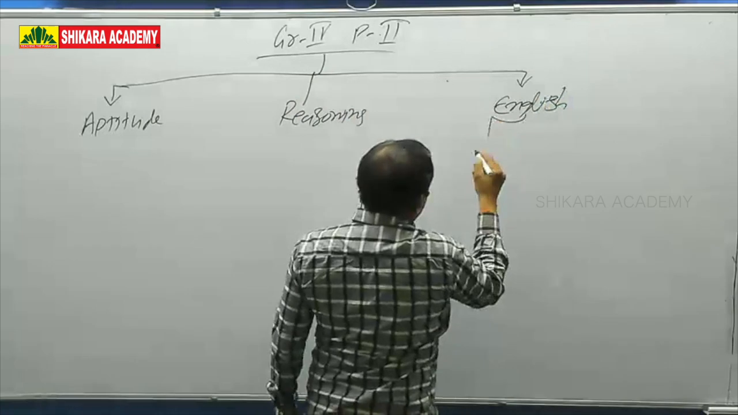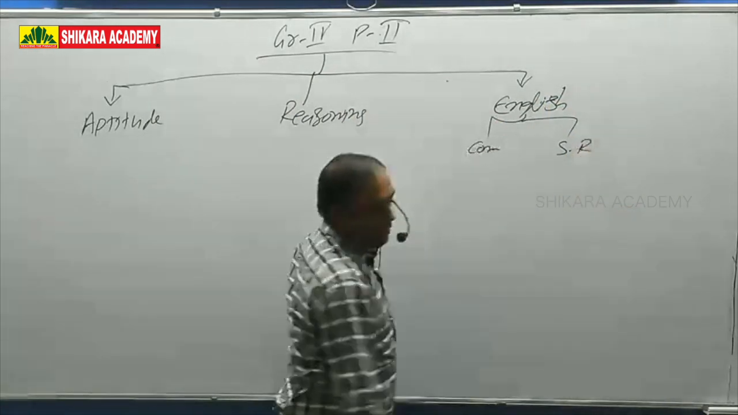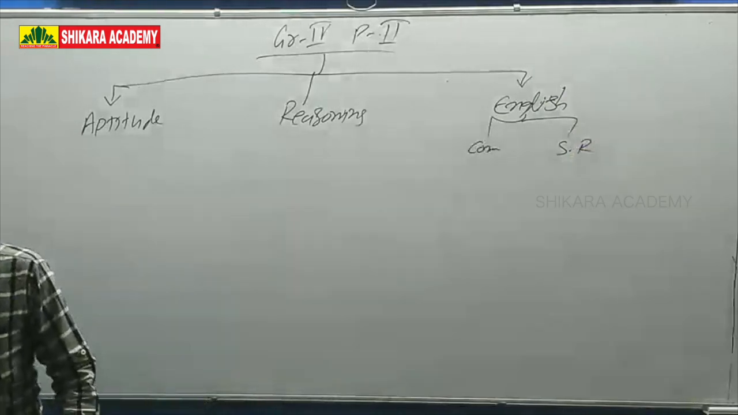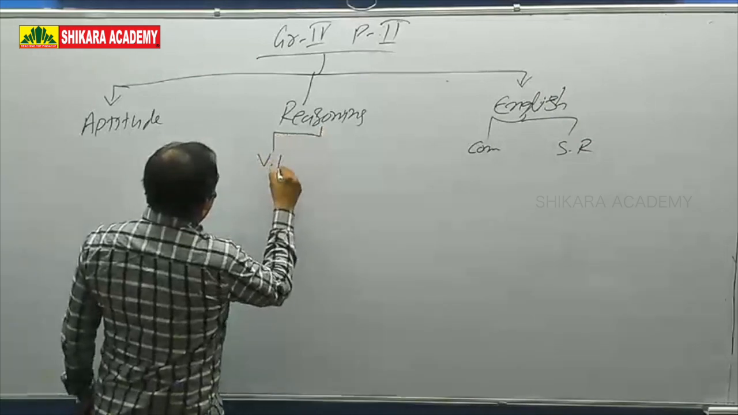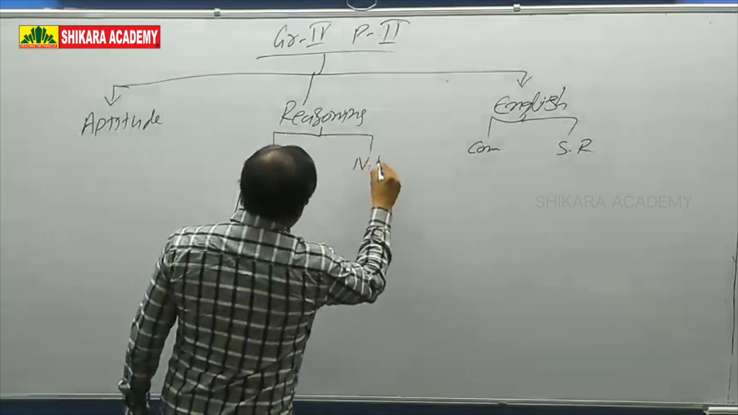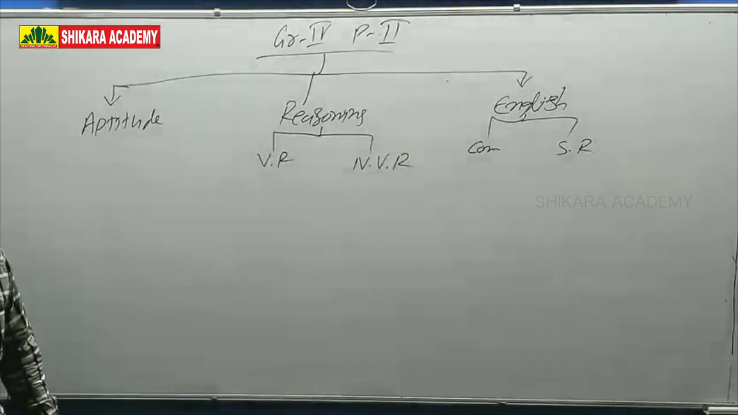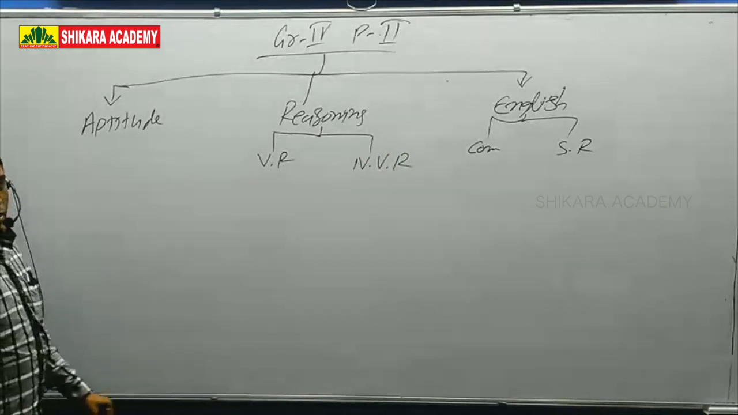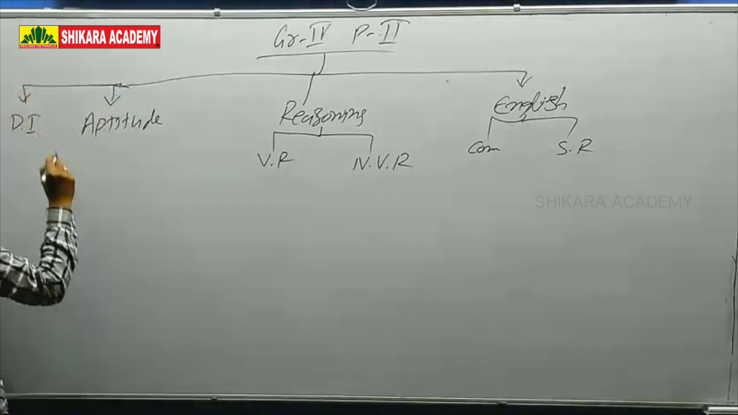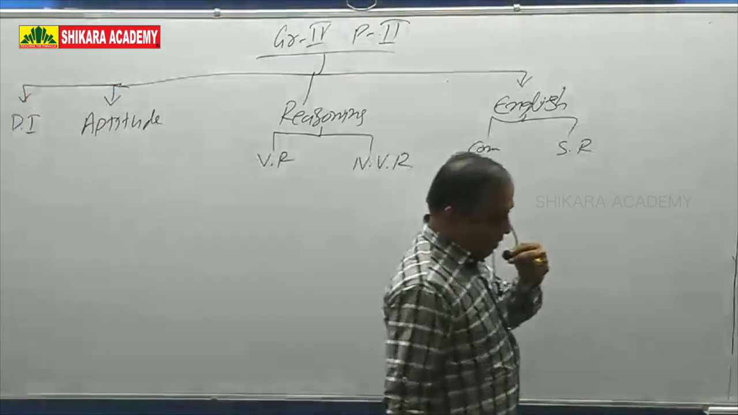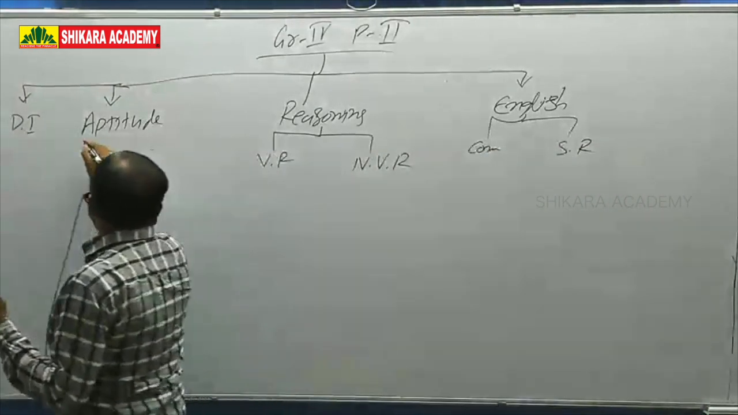Again, English is divided into two parts: comprehension and sentence rearrangement. And reasoning is divided into two parts: verbal reasoning and non-verbal reasoning. And aptitude. And one more is there, data interpretation. Okay, so first of all, what is aptitude?